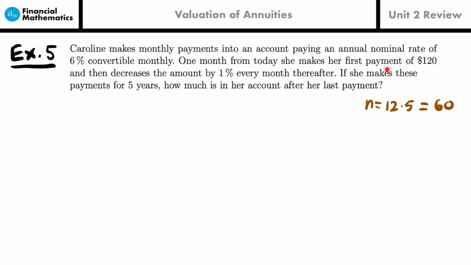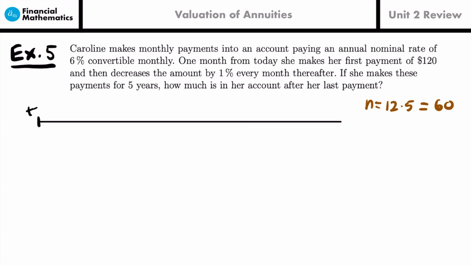Okay, now her first payment is $120, and then from there on out, every single payment decreases by 1%, right? Every month thereafter, that decrease is taking place. So let's draw a timeline here. Let's visualize what's going on in this problem.